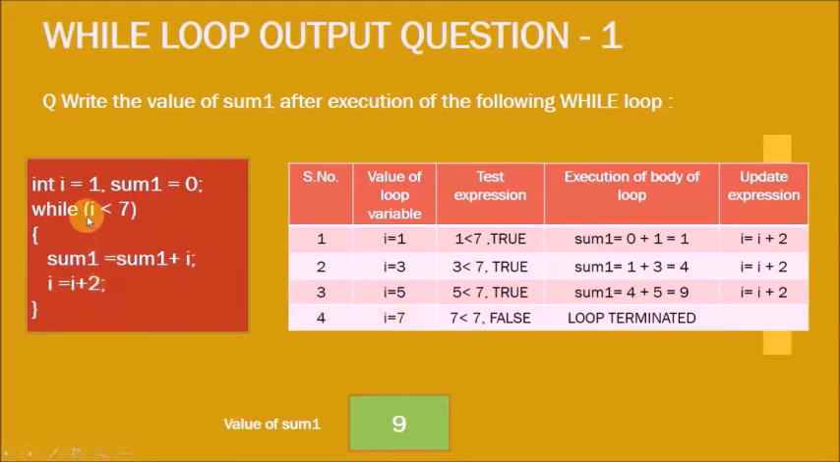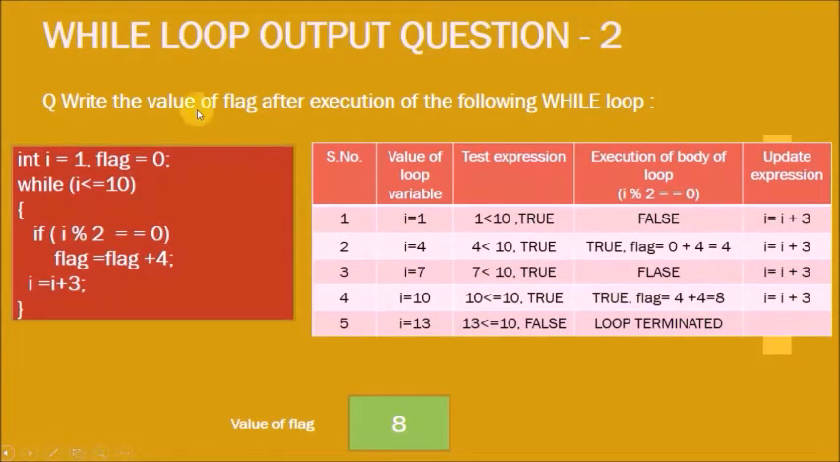Now we will jump to the test expression. 7 less than 7. This is false. So the loop will terminate. So this loop has executed 3 times. It's very important. Sometimes a question is asked. This question is also asked, how many times the loop has been executing. So you can say this loop has executed 3 times, and the value of sum1 in the last iteration was 9. So this is the final value of sum1 after the execution of this loop. So this is the result.